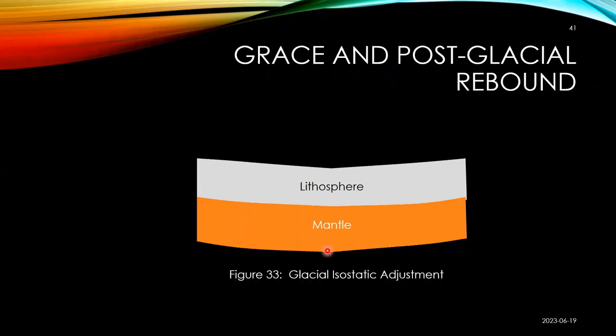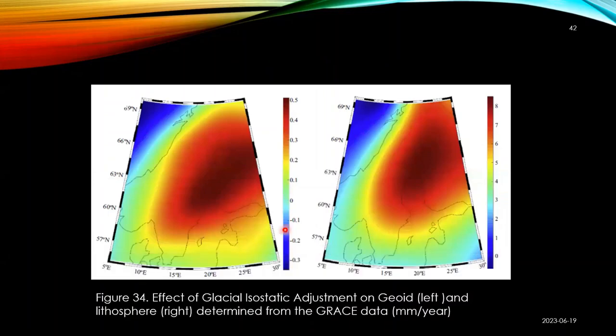So when they go away, the mantle pushes upward the lithosphere. Then it's called glacial isostatic adjustment. And I have done this actually, published in my book. Actually, this is the changes of the geoid during the GRACE time.